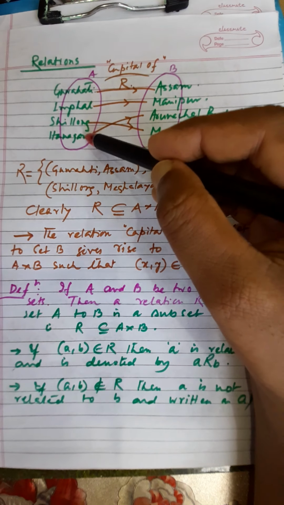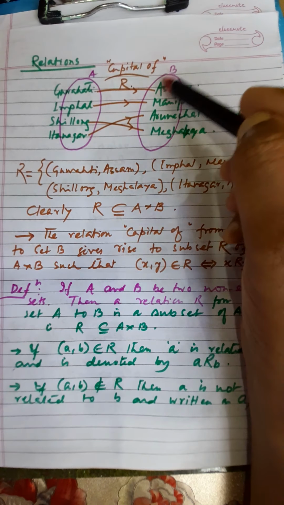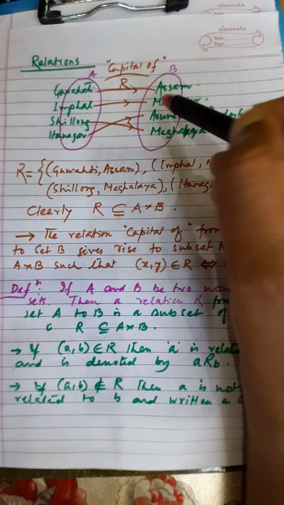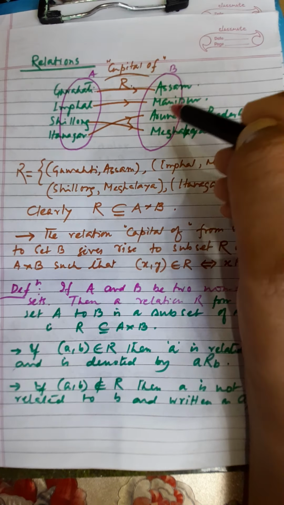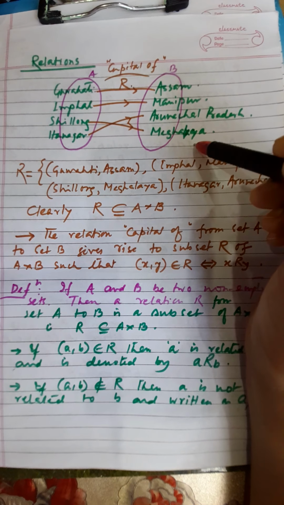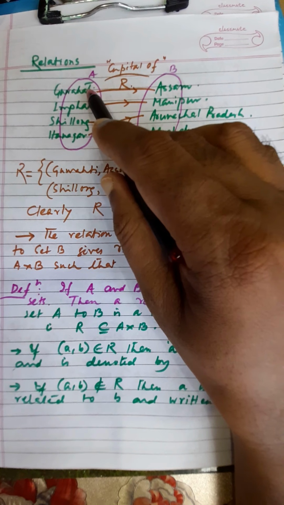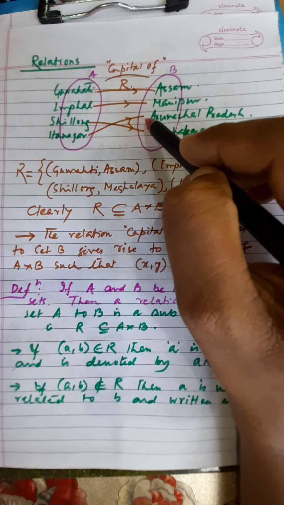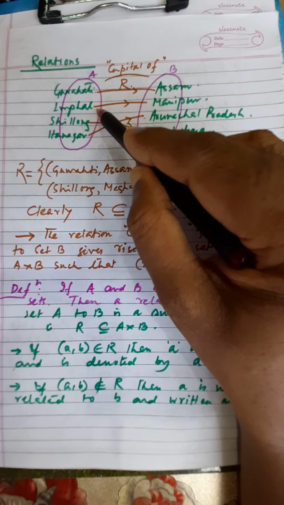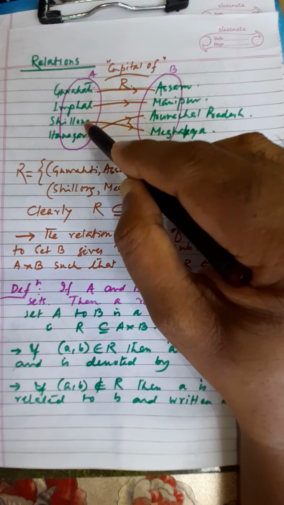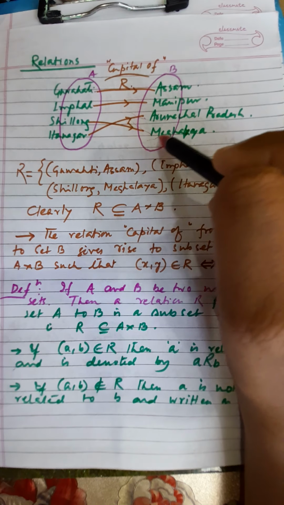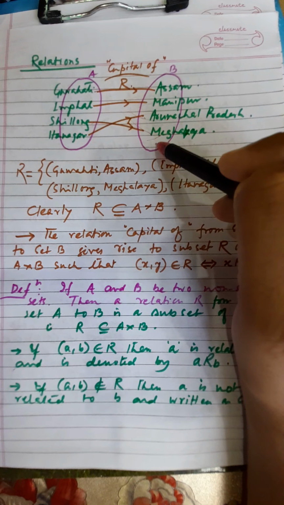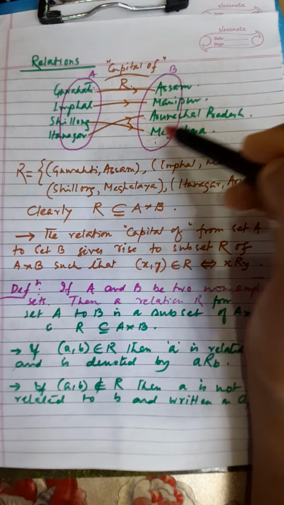See, here I am taking two sets, A and B. Set A has Guwahati, Imphal, Shillong, Itanagar, and set B is Assam, Manipur, Arunachal, Meghalaya. If we take the Cartesian product, what will we get? Guwahati, Assam; Guwahati, Manipur; Guwahati, Arunachal; Guwahati, Meghalaya. Imphal, Assam; Imphal, Manipur; Imphal, Arunachal; Imphal, Meghalaya. Shillong, Assam; Shillong, Manipur; Shillong, Arunachal; Shillong, Meghalaya; Itanagar, Assam. In this way we will get it.